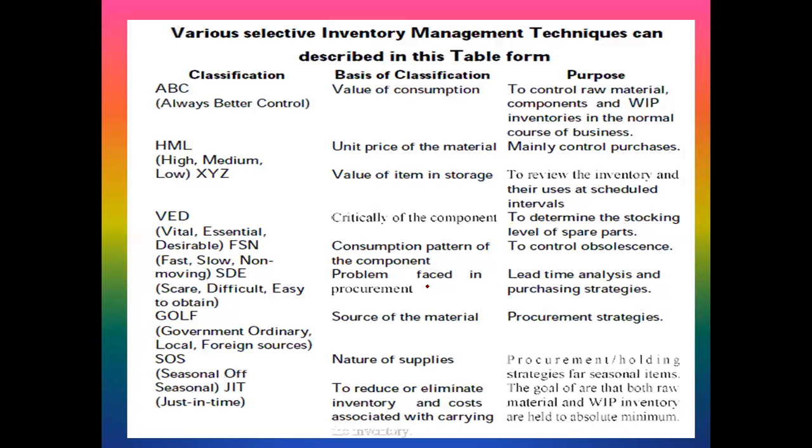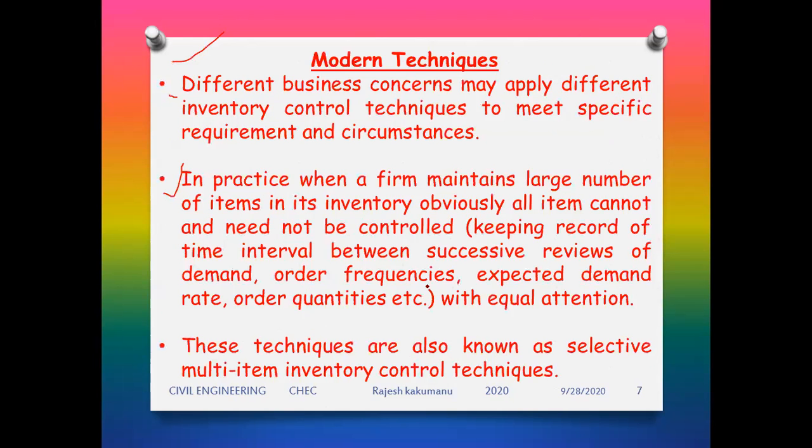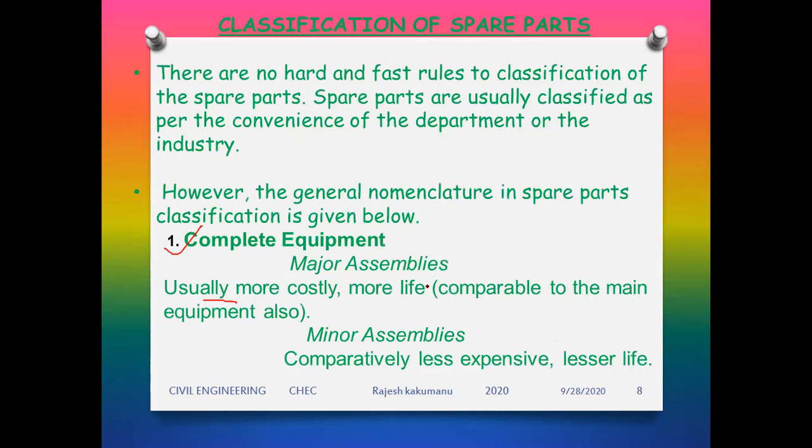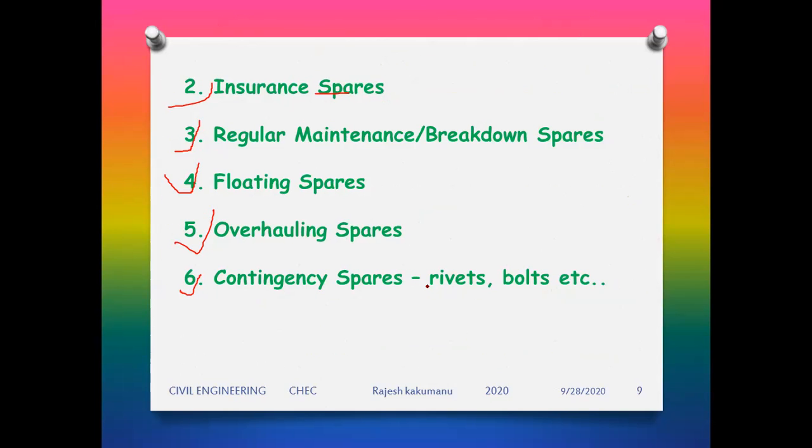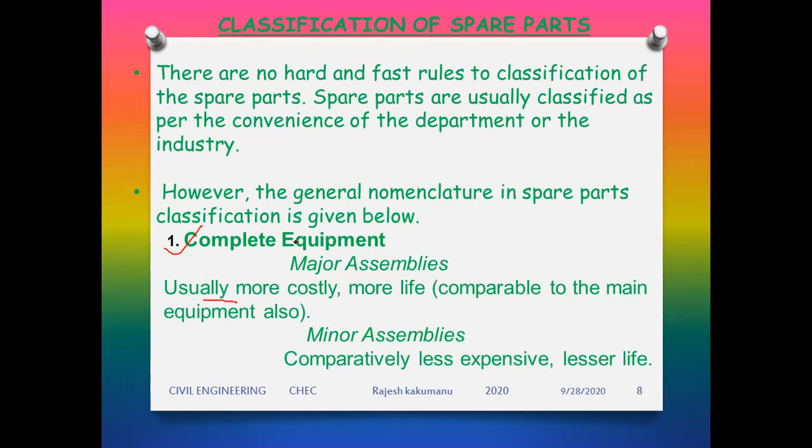Okay, understood? So the complete equipment. Second one is insurance spares. Third one is regular maintenance spares. Fourth one is floating spares. Fifth one is overhauling spares, and the final one is contingency spares, rivets, bolts. So these are the examples, and these are the various types of how the classification of the material is used.